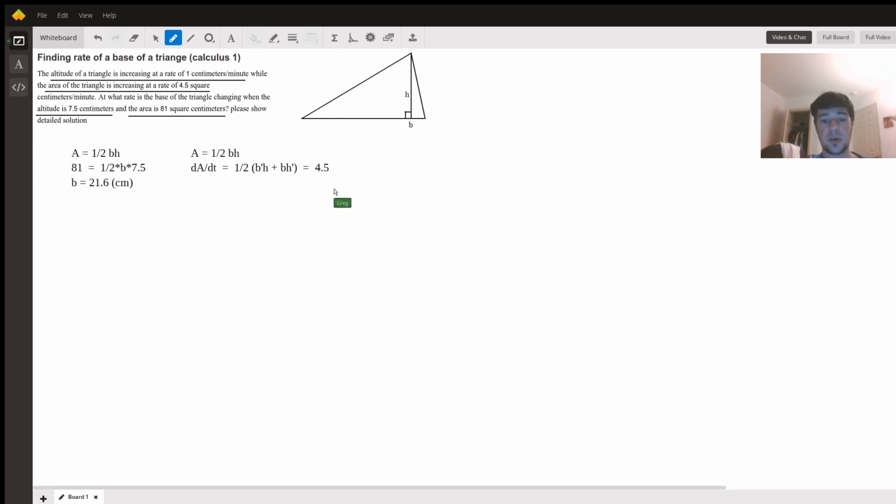Let's multiply both parts of this equation. We're excluding this one. It's not there anymore. We don't need it. Bye. See ya. Let's multiply this all by 2. b prime h plus bh prime equals 4.5 times 2, and that's just 9.